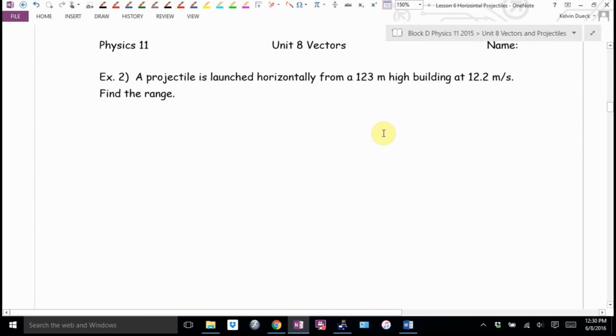I fibbed when I said I liked example 1. I like example 2. On your final exam, I'm not going to actually tell you to find the time first. I'm just going to give you this and I'm going to say, tell me the range. But you know what you're going to spend most of your time finding?